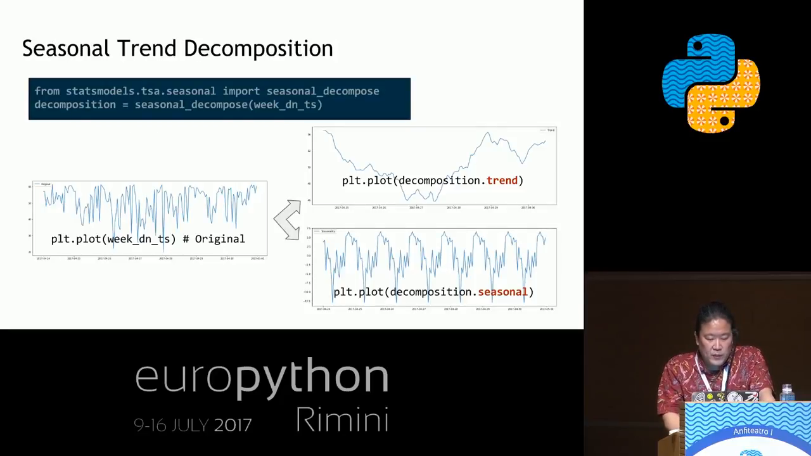Here, I tried to decompose the daily download time series for a week from Monday to Sunday into a seasonal component and a trend component. I used the seasonal_decompose function in the statsmodels package. And you can see that there exists a seasonal pattern and a clear trend, even if it was not clear when visualizing the original data on your left side.